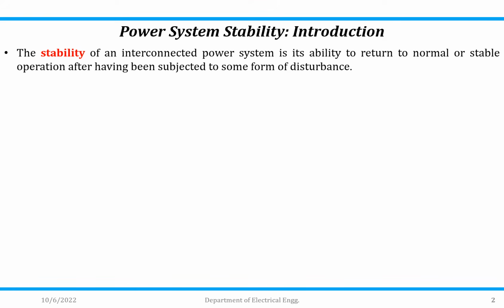Now, the stability of an interconnected power system is its ability to return to normal or stable operation after having been subjected to some form of disturbances. With interconnected systems continuously growing in size and extending over vast geographical regions, it is becoming increasingly difficult to maintain synchronism between various parts of the power system. Random changes in the load are taking place at all times, with subsequent adjustments of the generation.